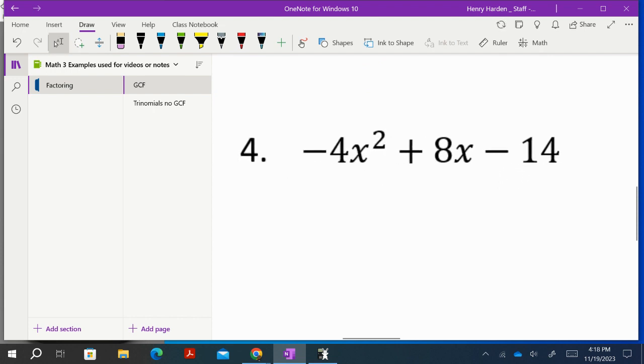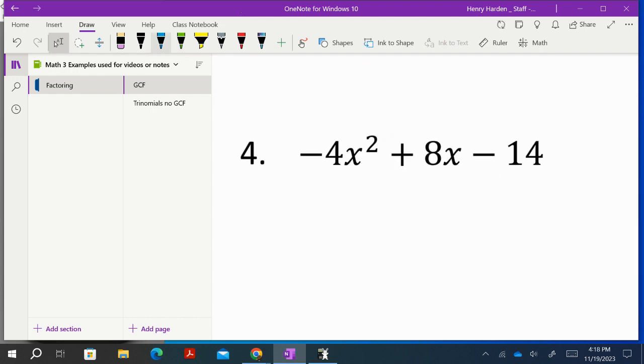All right, here, last one. If I'm looking at an expression and my leading term has a negative, like this -4, then I want to divide not only by the greatest common factor numerically, I also want to divide by that negative. When you factor, you want your leading term to be positive. It's going to make the factoring a lot easier. All right, so we're going to divide.